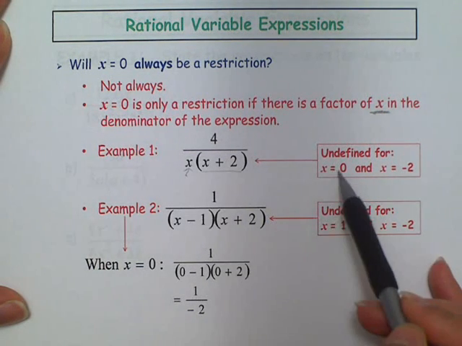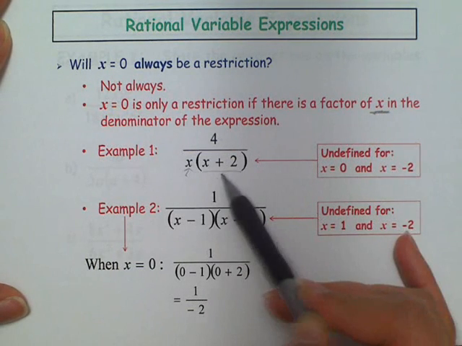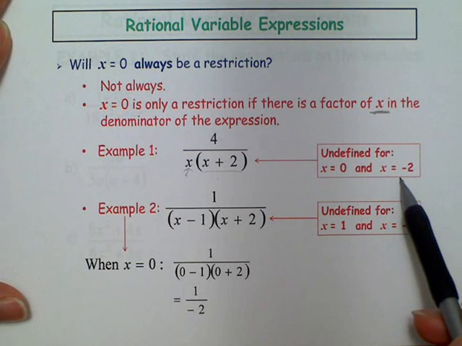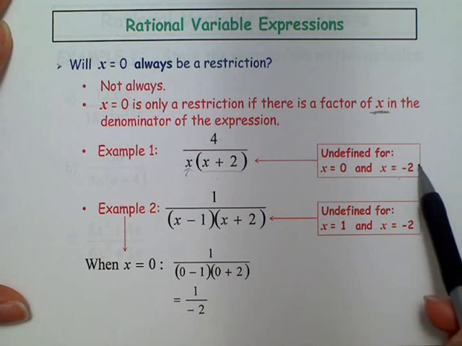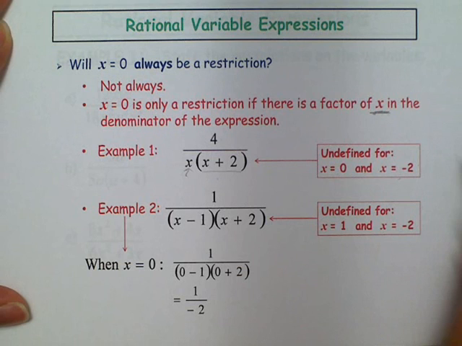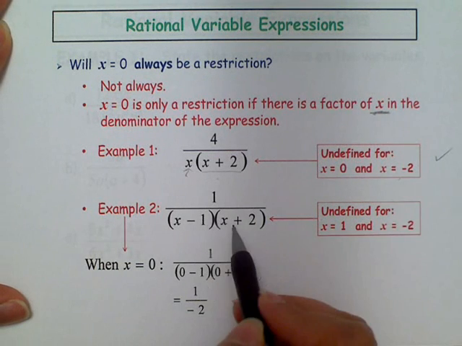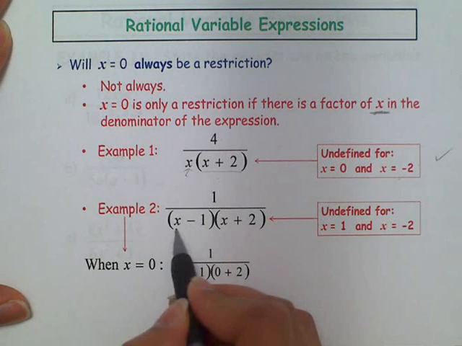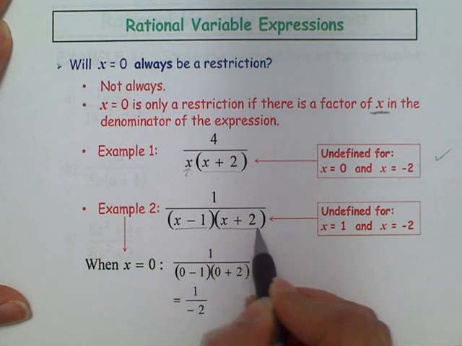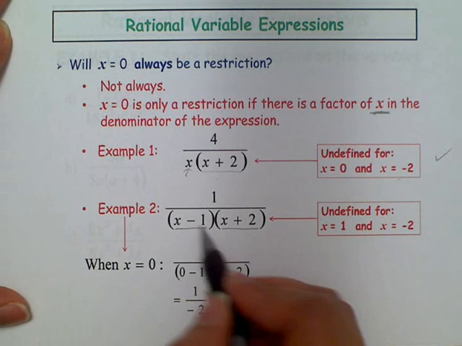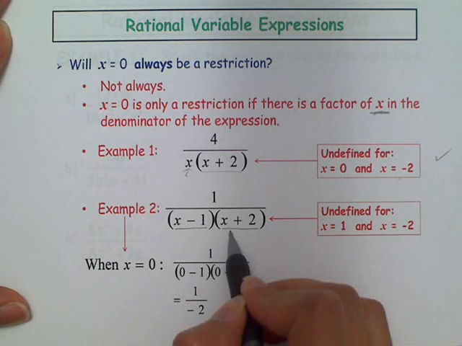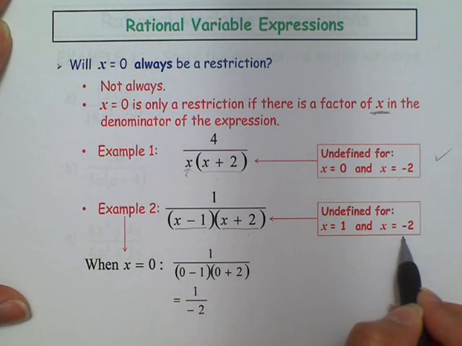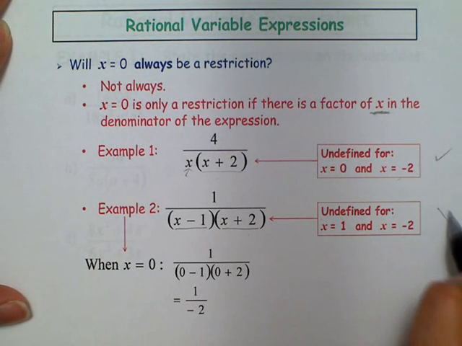What this means is either x has to equal 0 in order for the denominator to be 0, or x equals negative 2 in order for the denominator to be equal to 0. So in this case, x equals 0 is a restriction. However, if you have an example like 1 over x minus 1 times x plus 2, your first factor is x minus 1 and your second factor is x plus 2, which means either x has to equal 1 or x has to equal negative 2. Notice that in this case, x equals 0 is not a restriction.